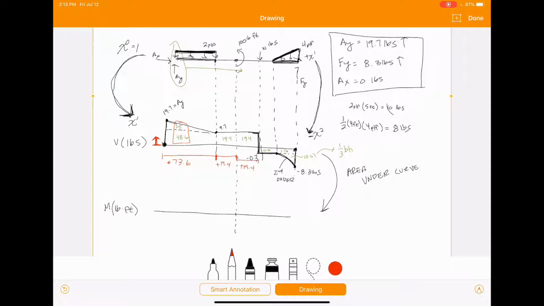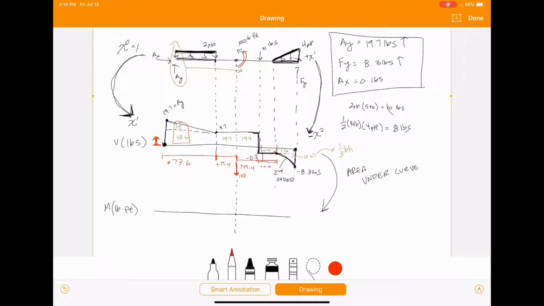But remember, between these 19.4, we have our concentrated moment. So it's going to bump it down 100. And the reason it's down is because this is going counterclockwise. If it's going clockwise, it'll bump it up. But this is going counterclockwise, so it bumps us down 100. And then between here and here, it's going to be a negative 0.6 change in moment. Negative because it's below this axis here.